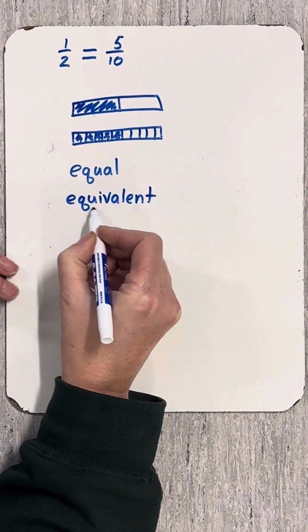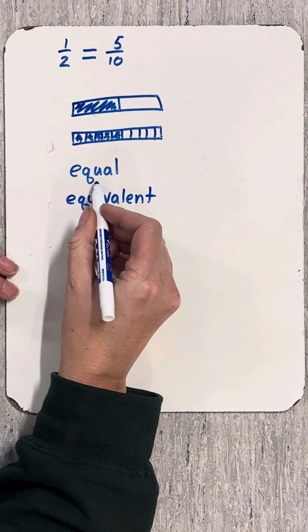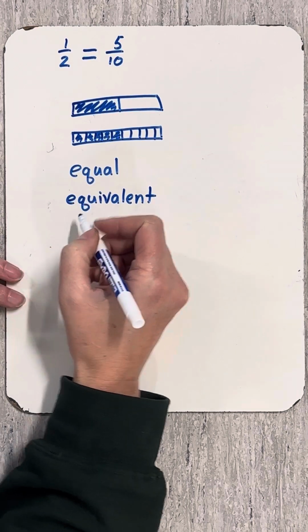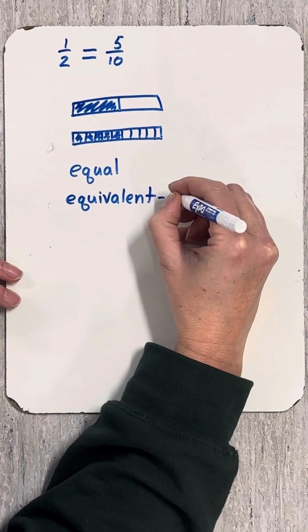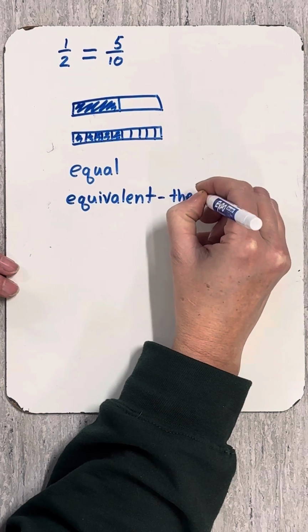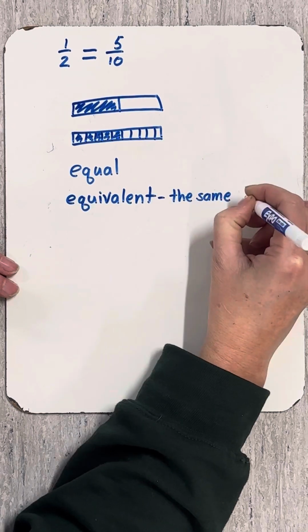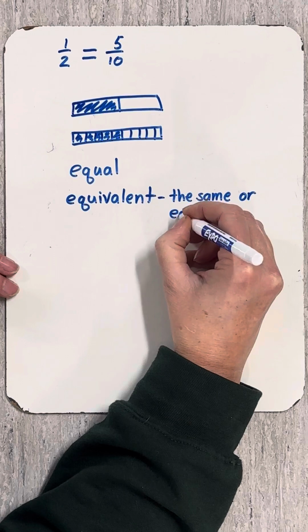Do you notice how it starts the same as the word equal? That's because it means the same thing. So equivalent means the same or equal to.